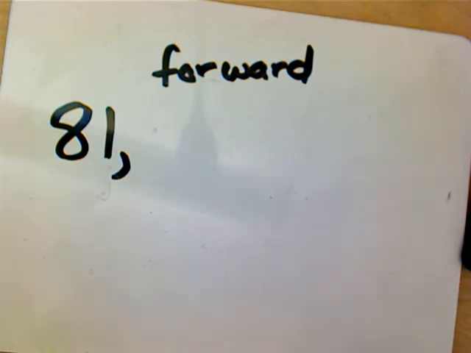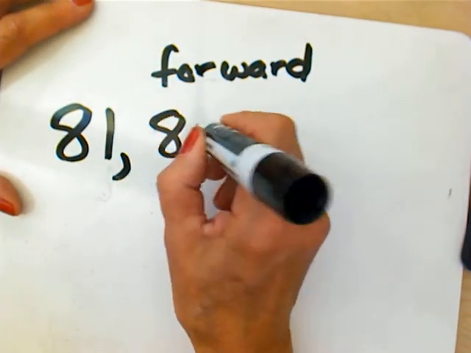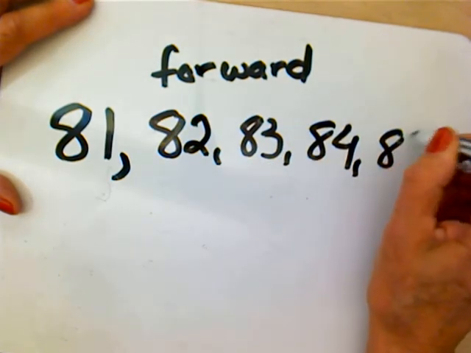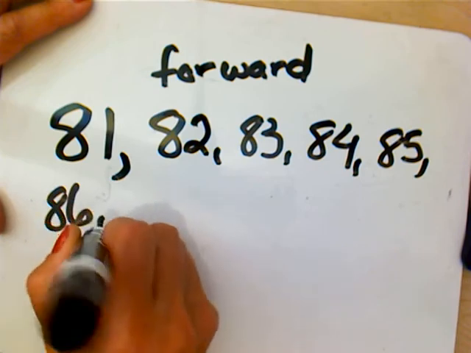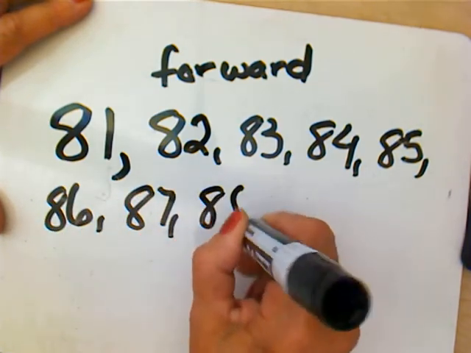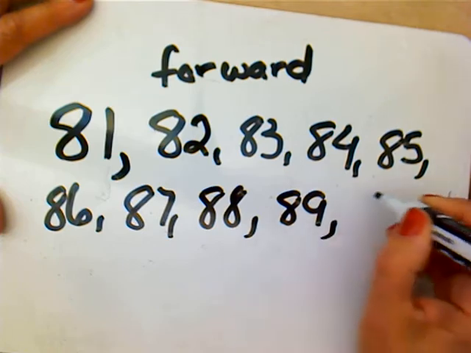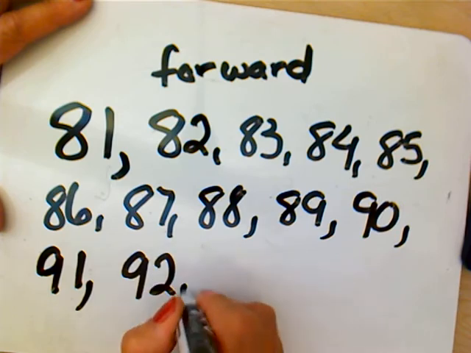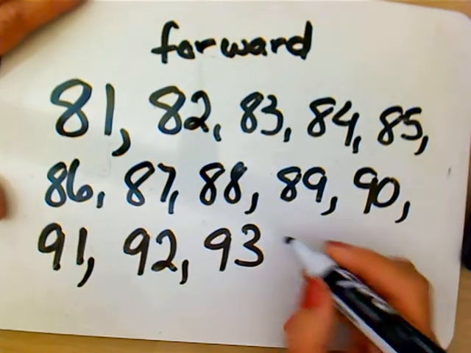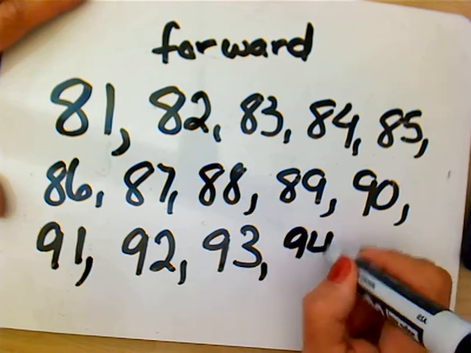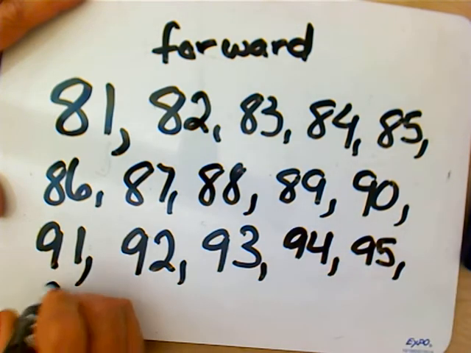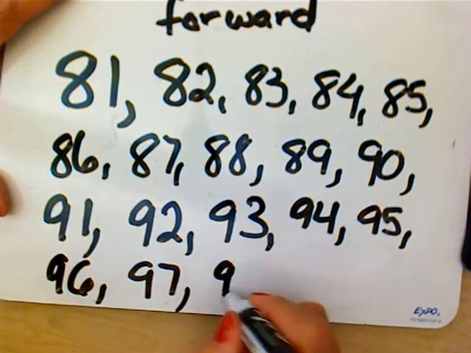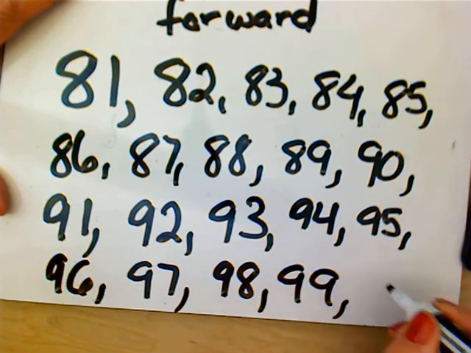And stopping, please. Did you count 81, 82, 83, 84, 85, 86, 87, 88, 89? Did you get up to 90? Did you keep going? 91, 92, wow, 93. If you got that far, that's pretty good. 94, 95, 96, 97. We're going to keep going all the way to 100: 98, 99, and 100.